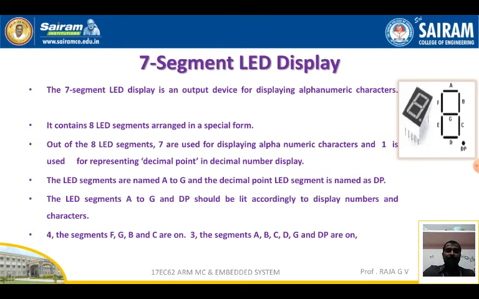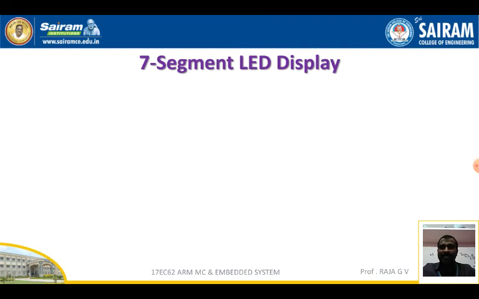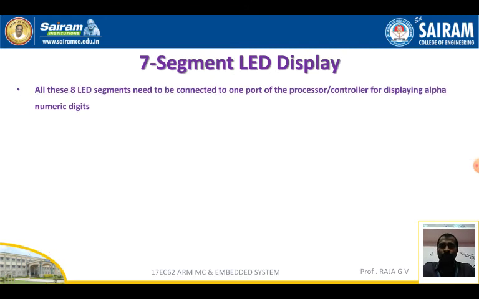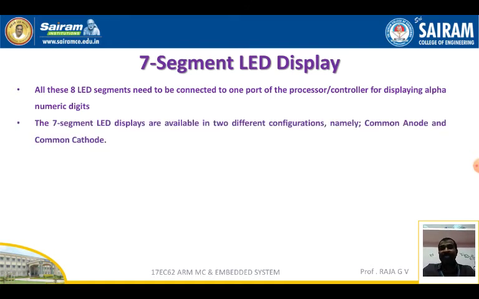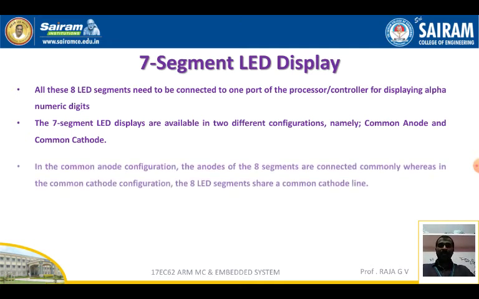If the character d is to be displayed, then B, C, D, E and G, a small d, are in the on condition. All these 8 LED segments need to be connected to one port of the processor or controller for displaying the alphanumeric digits. 7-segment LED displays are available in 2 different configurations, namely common anode and common cathode.